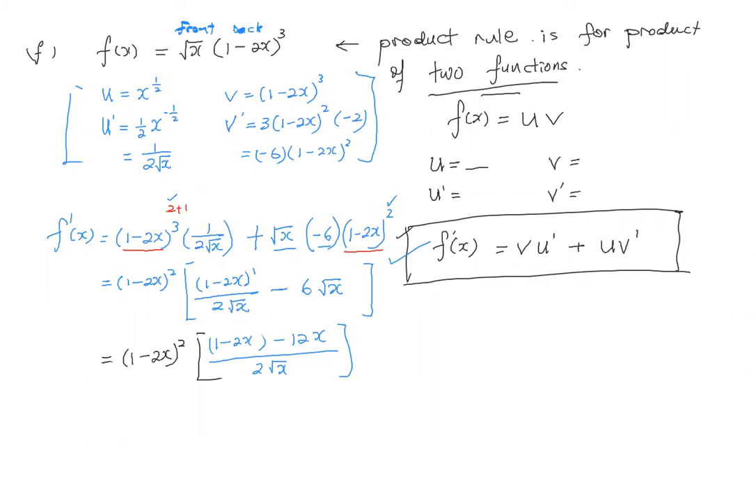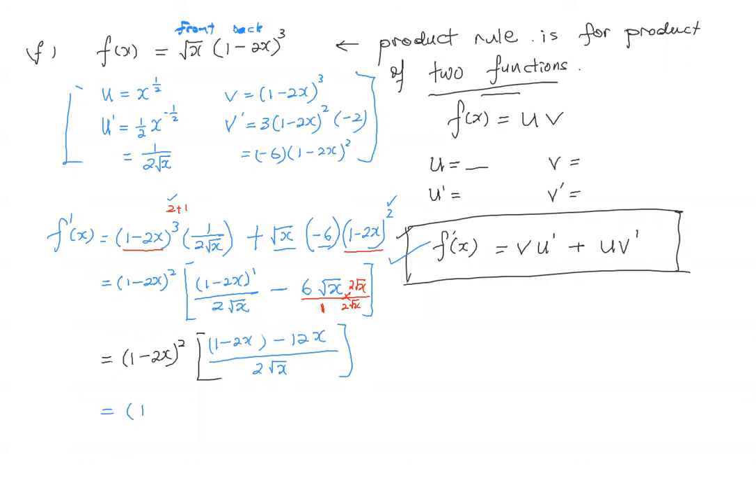The reason is because the denominator here is 1, so I want to make the denominator as 2 root x. So top, I times 2 root x, bottom, I times 2 root x. Understand? So 2 times 6 is 12. Root x times root x is x. So I can simplify further.